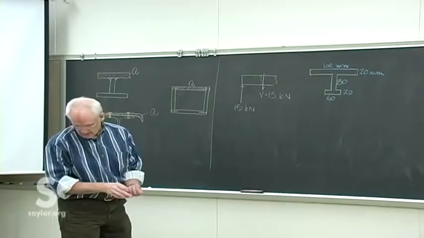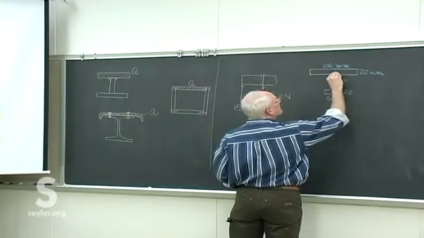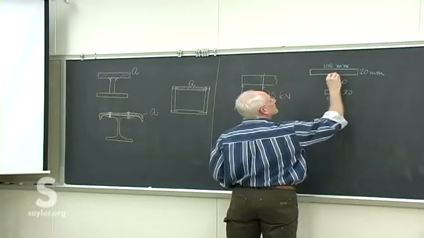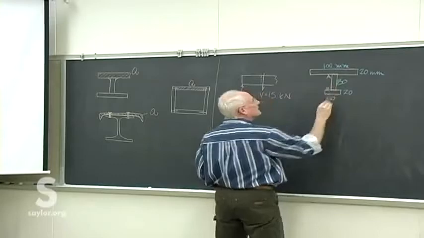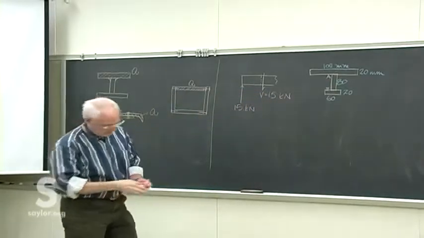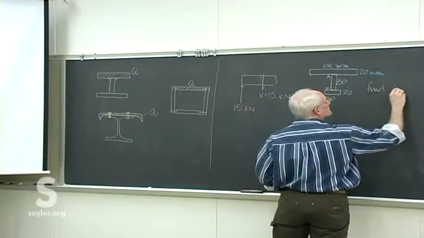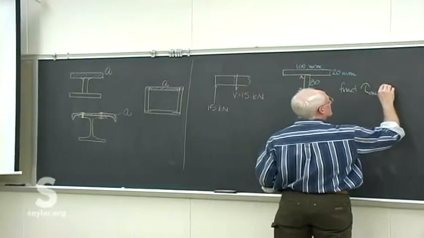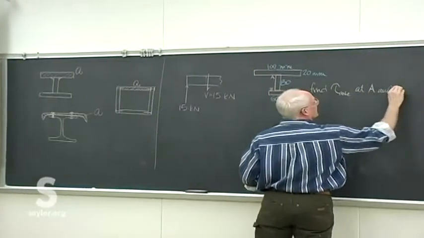We want to find the shear at two places, there and there. So we'll call those two places A and B. Find the average shear stress, and that's that delta H thing we've been looking for, at A and B.